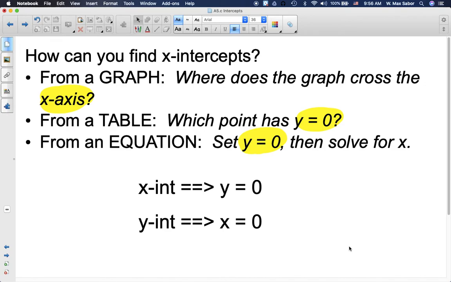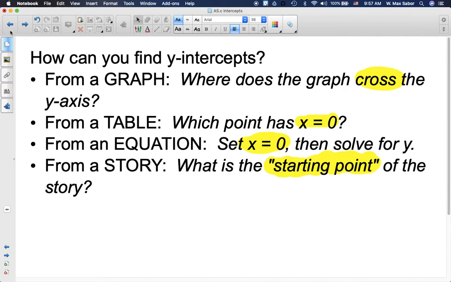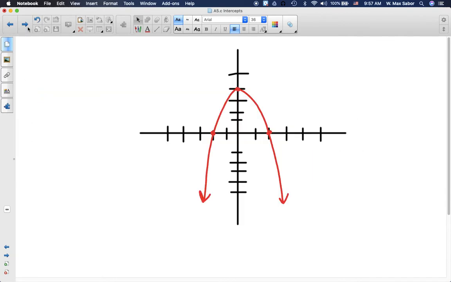Also, realize that most of the time we care about y-intercepts more. However, as we get into other types of functions, x-intercepts become more relevant. So, for now, we're going to be focusing on y-intercepts, but we will later in your algebra and math careers talk more about x-intercepts as well.